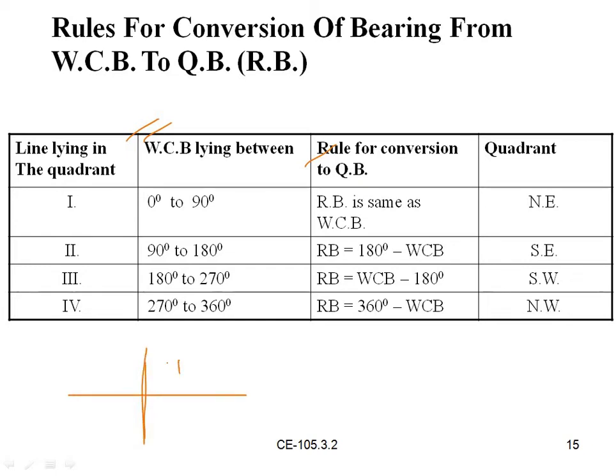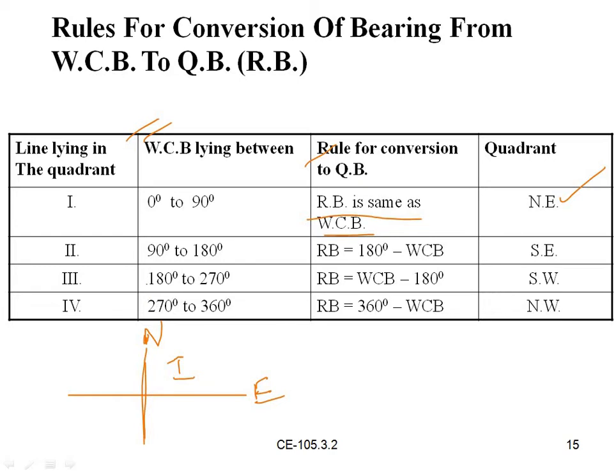So this is the first quadrant, from 0 degrees to 90 degrees. The rule for conversion to quadrantal bearing is that the reduced bearing is the same as the whole circle bearing. So the quadrant will be northeast.